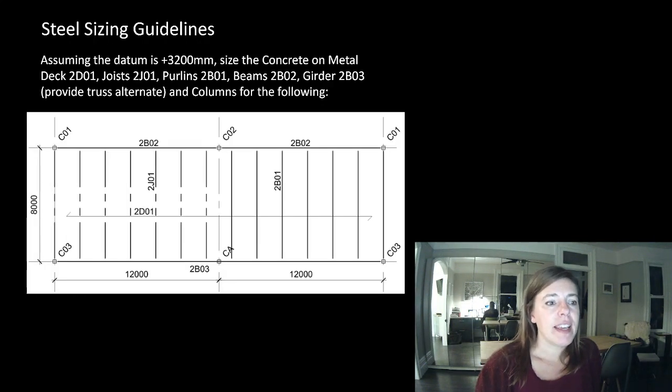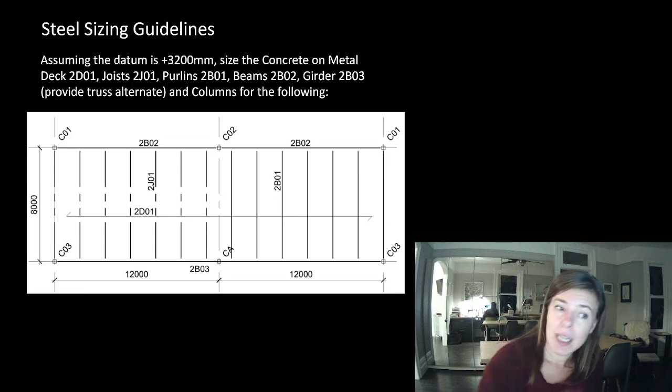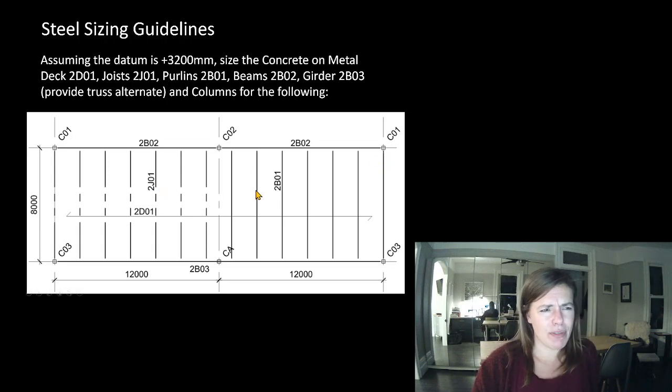All right, here is a plan of a floor. It's not the whole floor. There's probably more going on here. Look at this. We've got some columns here. We've got some beams that look the same. This 2BO2 spans from C1 to C2, and this 2BO2 spans from C2 to CO1. So they look like they're doing the exact same job. Well, except that they're supporting different elements, but their tributary width looks the same and their span looks the same.